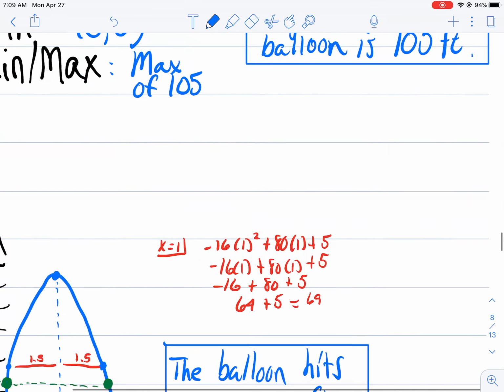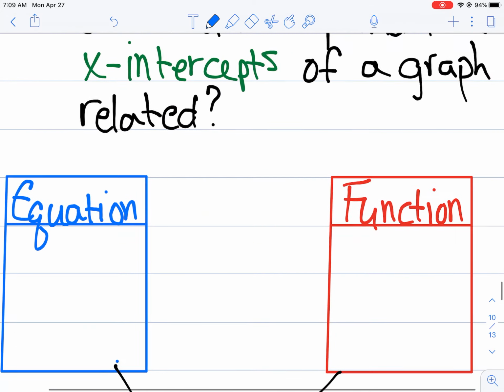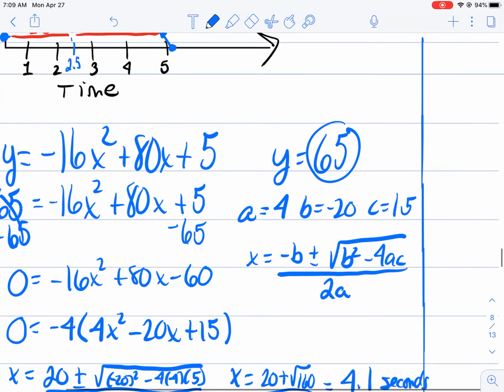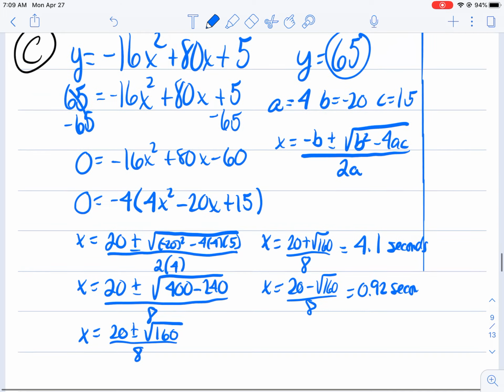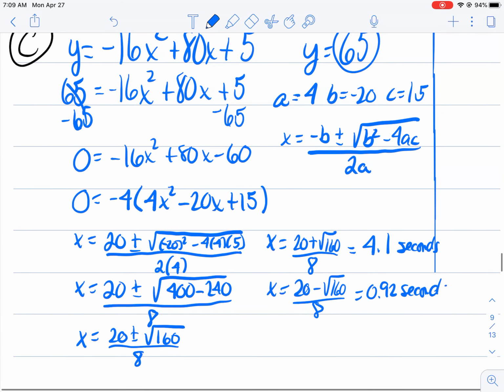Whoops, I just went off my page. Hold on just a second here. I'll bring that back down. Here we go. Okay. I'll get rid of that line.